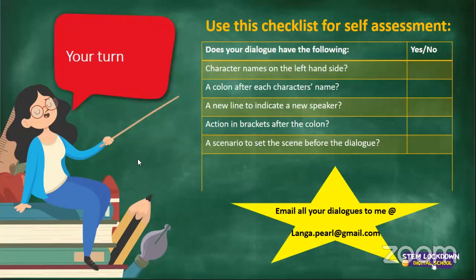Awesome. Okay, so you can use this checklist for self-assessment. The first one says character names are on the left-hand side, yes or no? A colon after each character's name, yes or no? A new line to indicate a new speaker, yes or no? Action in brackets after the colon, yes or no? A scenario to set the scene before the dialogue, yes or no?